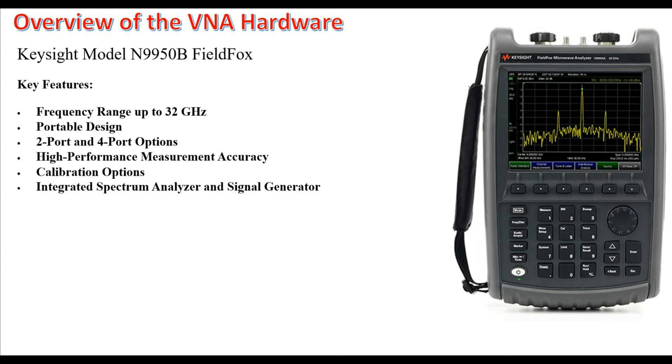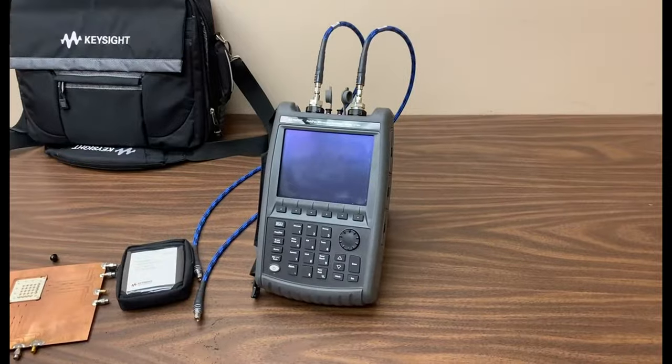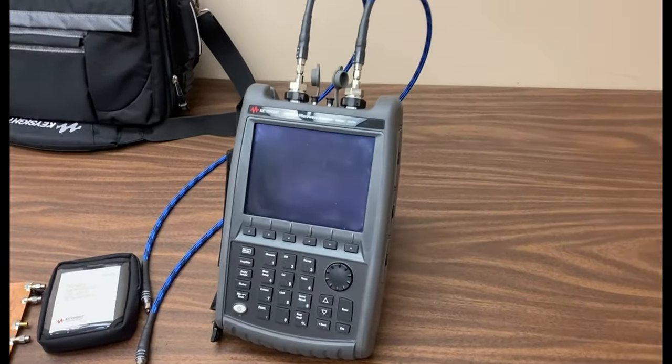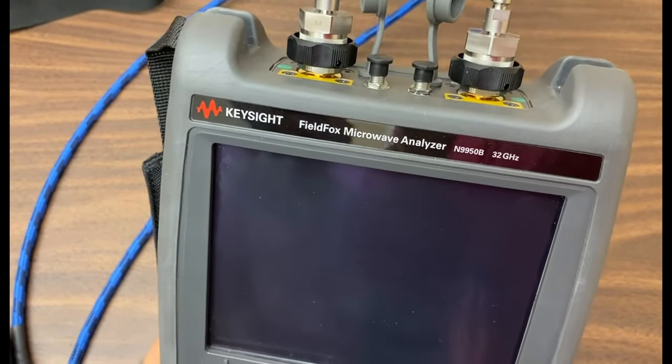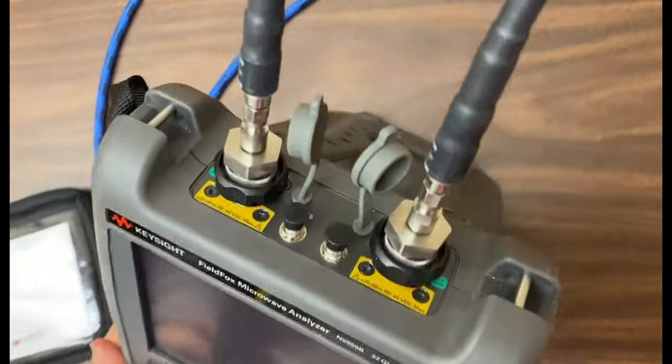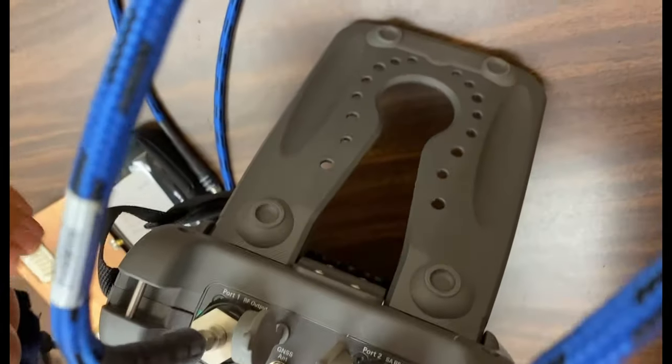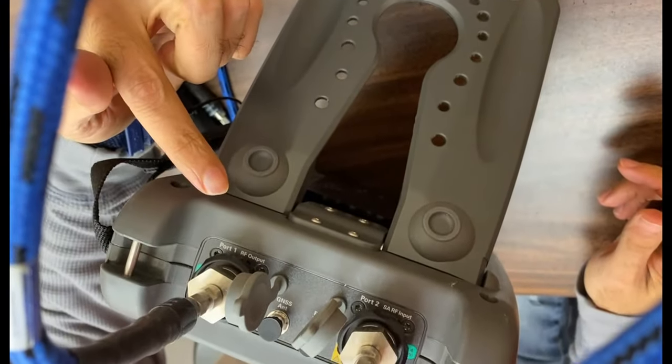Before we begin any measurements, it's crucial to calibrate the VNA to ensure accuracy. Calibration helps eliminate errors like cable loss or mismatches, which could otherwise affect our results. This is the VNA model A995OB, capable of measurements up to 32 GHz. As you can see, the device has 2 ports, port 1 and port 2.